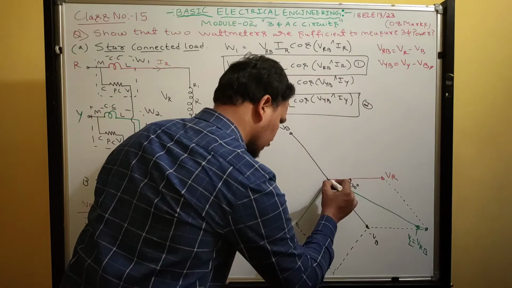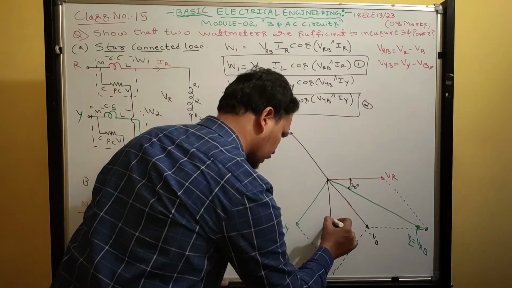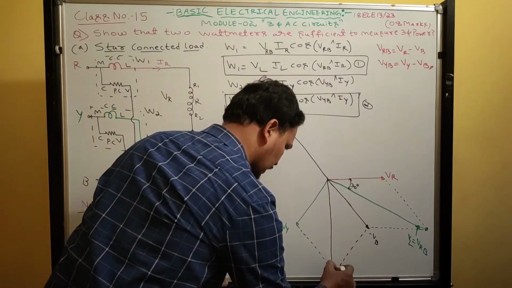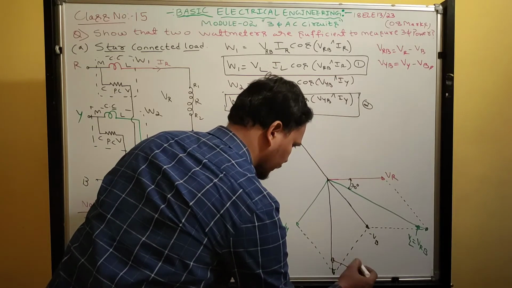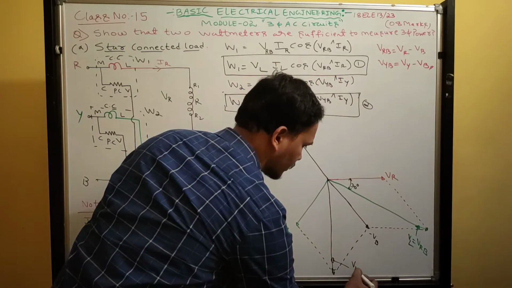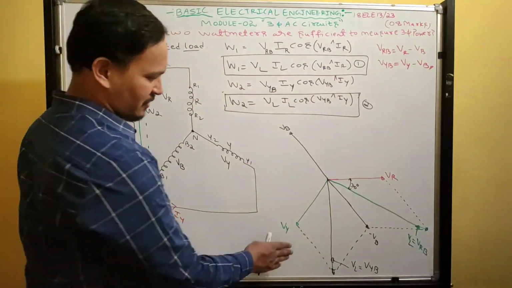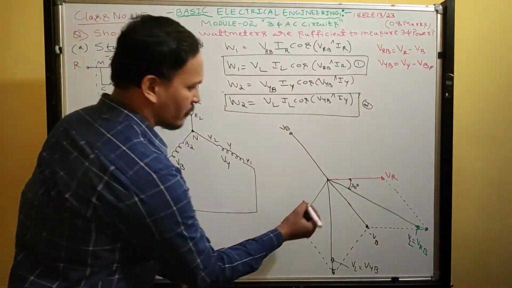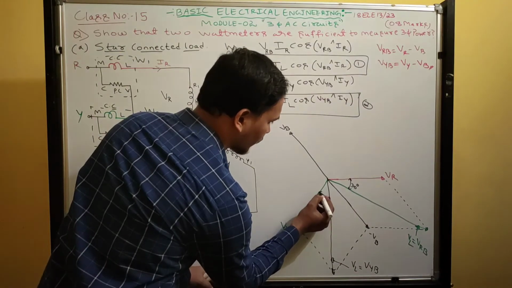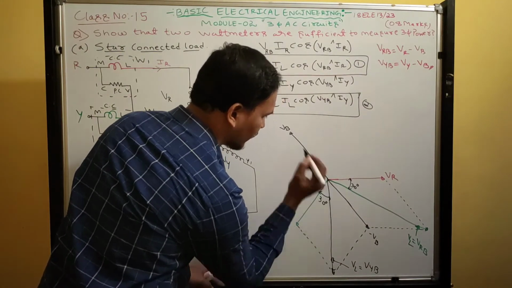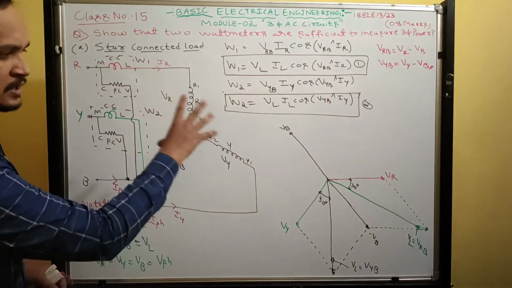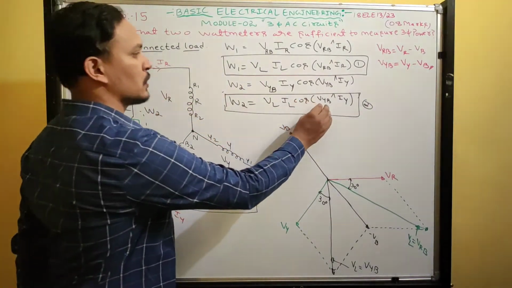Now join this. By joining that, the resultant vector, what can we call it? Line voltage. What is that line voltage? VYB. What is VYB? VY minus VB. What is this angle? This angle is 30 degrees. So this is the phasor diagram with respect to voltage.